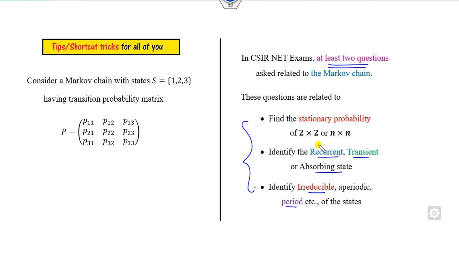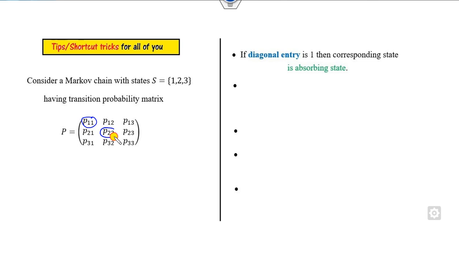So I will tell you the shortcut tricks for each case. Let's start with the first one. If any diagonal entry is 1, then the corresponding state is called an absorbing state. That is the trick here. How do you check whether it is an absorbing state or not?